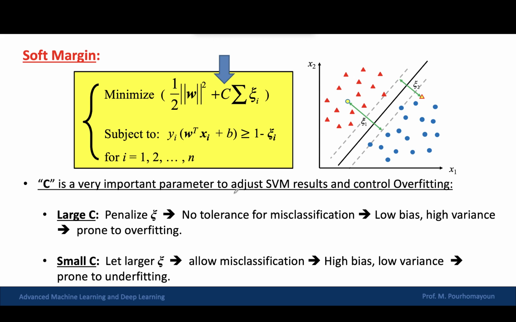Let me explain C. C is the most important factor in adjusting an SVM classifier. It's a very important parameter, and you should understand it very well. It will be very important to adjust it in making your good classifiers.